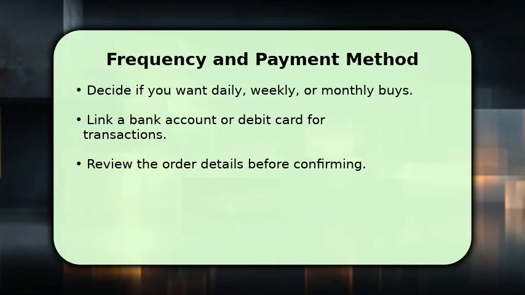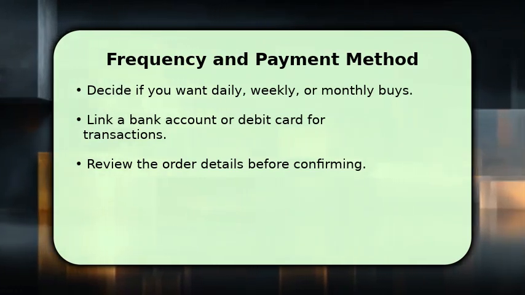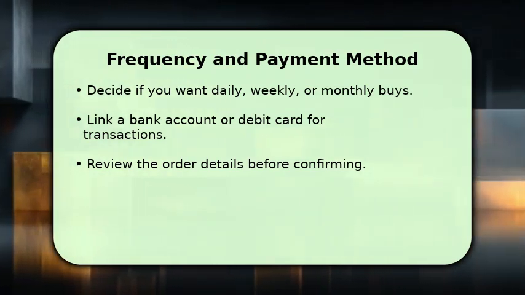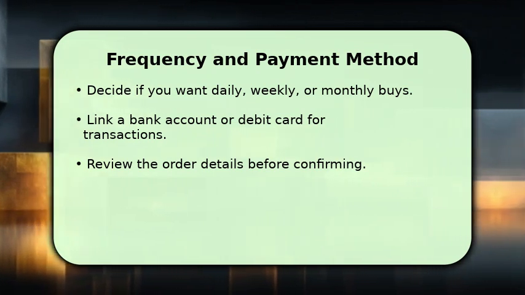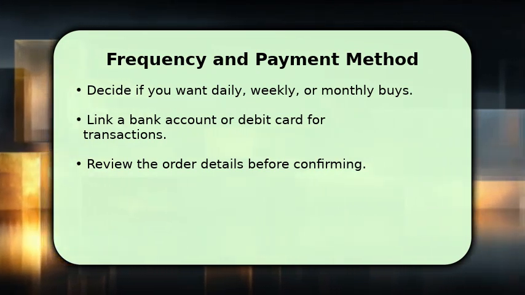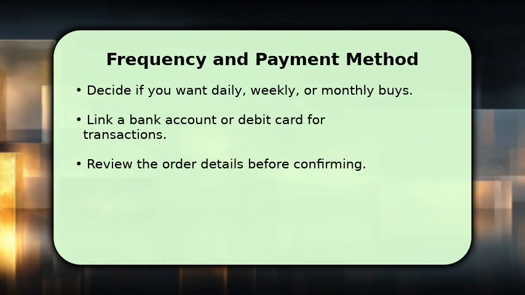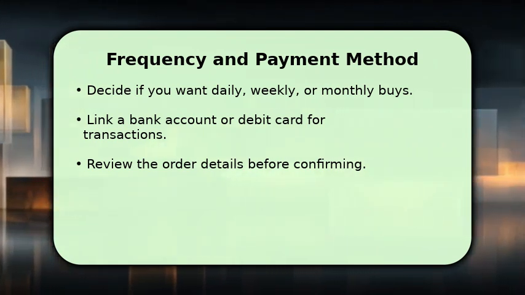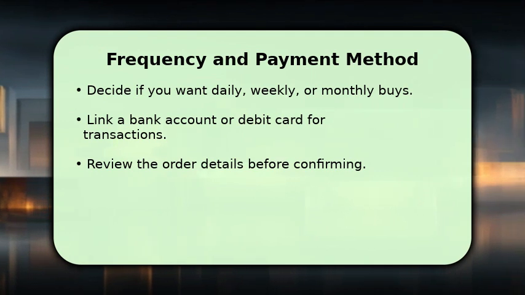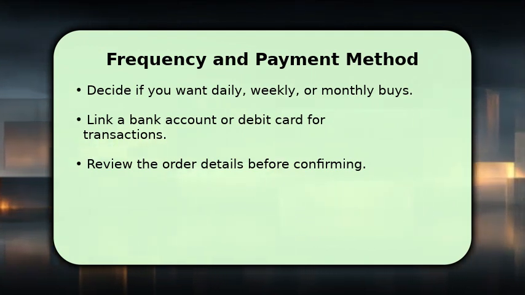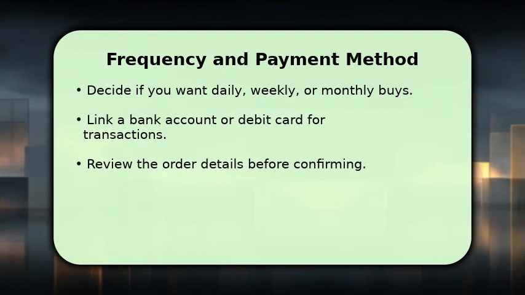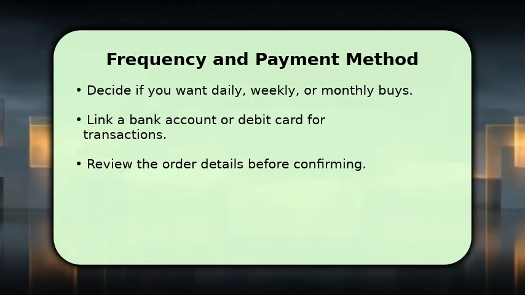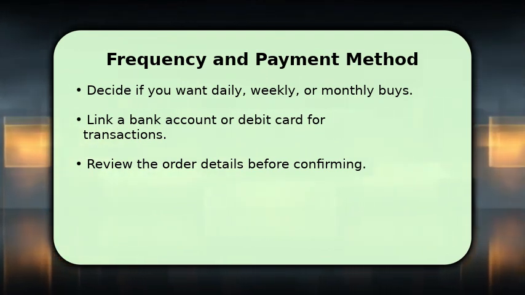Next, you'll choose the frequency of your recurring buy. Options typically include daily, weekly, or monthly purchases, allowing you to dollar-cost average effectively. Then, select your preferred payment method, such as a linked bank account or a debit card. Always take a moment to review all the order details to ensure everything is correct before confirming your setup.